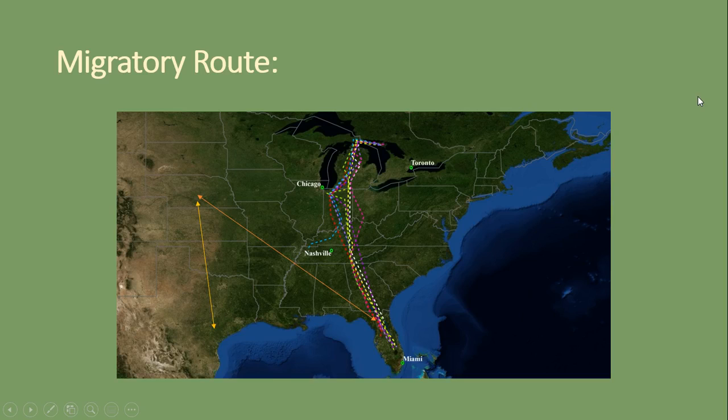This map here is just a little larger image of migratory routes that the sandhill cranes take down through our state. The other two arrows, the orange and yellow arrows that are from Nebraska down to Texas and then over to Florida.